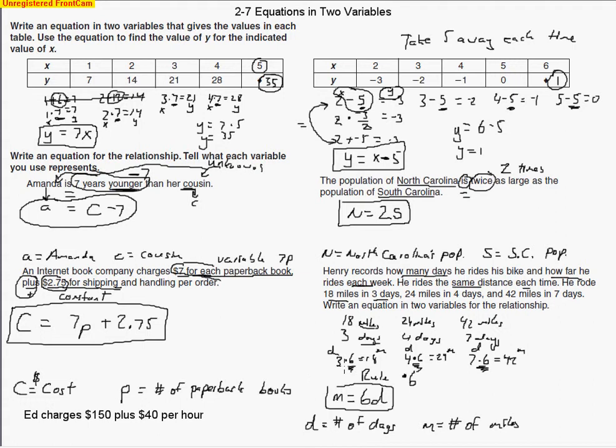All right, well, those are the types of problems you're going to see on tonight's homework. Actually, I've got one more I'll go ahead and throw in here. Ed charges $150 plus $40 per hour. So let's just write it out. We'll just say that Y equals the cost, and we'll say X equals the number of hours. And I could have called it C and H. It doesn't really matter. So it's going to just be Y equals the cost of $150, that's a constant, plus $40 per hour. And X was the number of hours. So there would be my equation.